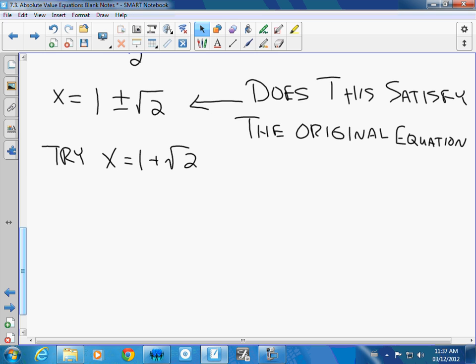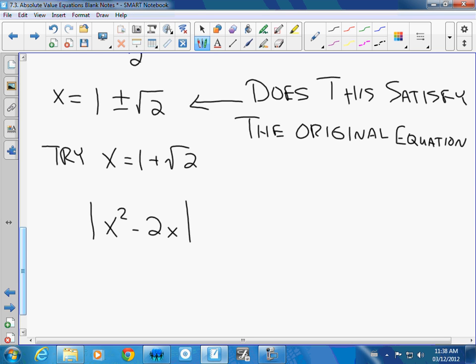Okay? So to test this, do we have to plug it into the original equation? Yes, we do. So we need to write down the original equation. It's always a good idea to do that first. Don't just try to write the next line. Always write down the original equation. So the original equation is as follows. What is the original equation? Absolute value of x squared minus 2x equals 1. Okay, there it is.